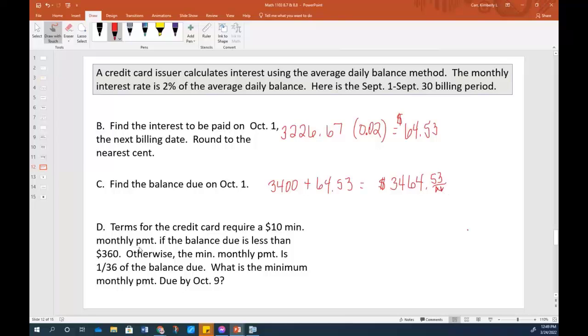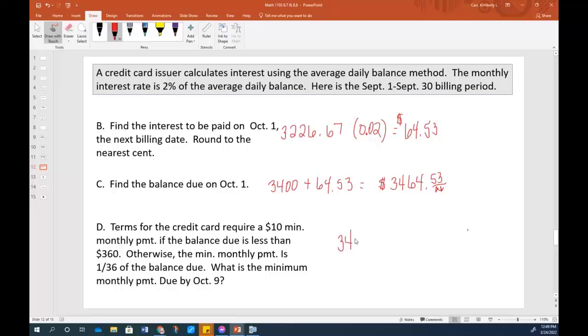Now, how much will I have to pay them? Well, the credit card terms, they don't write your terms on every single bill. They give you that when you very first open the credit card. It's a $10 minimum payment if the balance is less than $360. Well, I certainly don't have that, so that's not going to apply to me. Otherwise, the minimum monthly payment is 1/36 of the balance due. That's so that if you didn't keep charging and just kept making payments, you'd eventually get this thing paid off, but it would take years. So since we owe the higher amount, we're going to have to do 1/36 of the balance due.